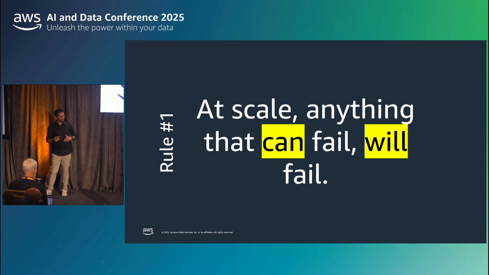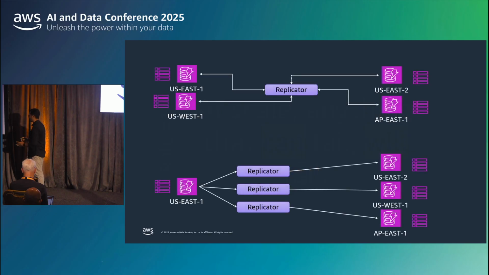So at scale, anything that can fail will fail. And so if you're engineering for high availability, you need to think about how you can avoid that, first of all. And if there is an outage, how can the impact be minimal? I'll share one example of that.